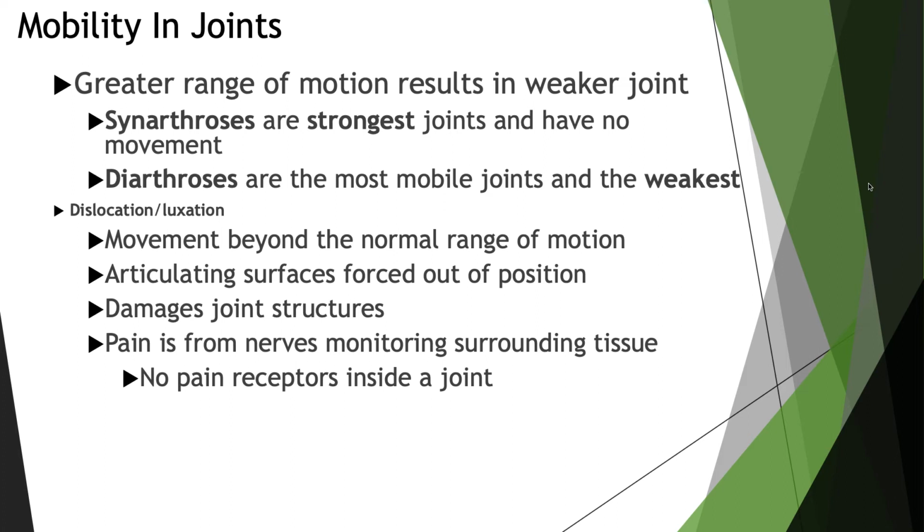As we discussed, a greater range of motion often results in a weaker joint. And we can have things called dislocations. This is basically movement beyond the normal range of motion. Articulating surfaces are forced out of position, damage to the joint occurs, and there is pain from nerves that monitor surrounding tissue. There are actually no pain receptors in the joint, and most of that pain is occurring from compression of the nerves around that joint.